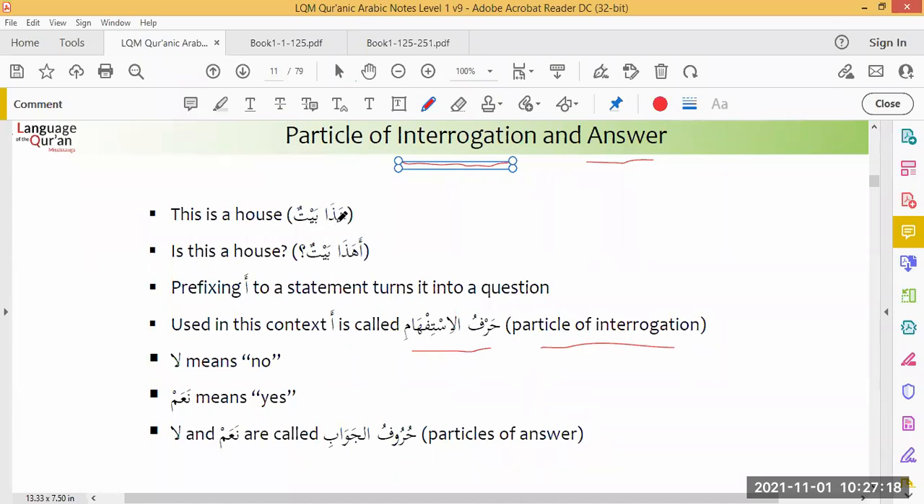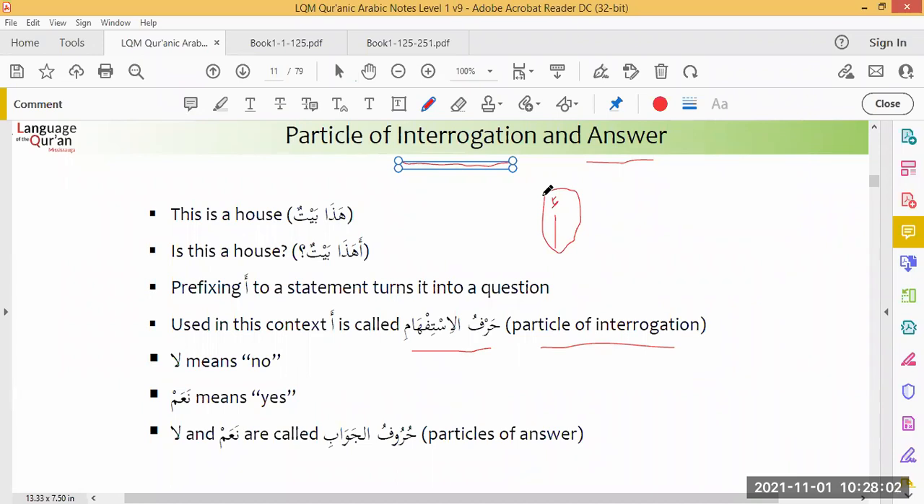This is a simple sentence. Haza baitun. This is a house. So when we have to ask someone, is this a house? What we do is put a hamza before that. Hamza gives the sound of a. A haza baitun. Is this a house? So a is a particle of the interrogation.